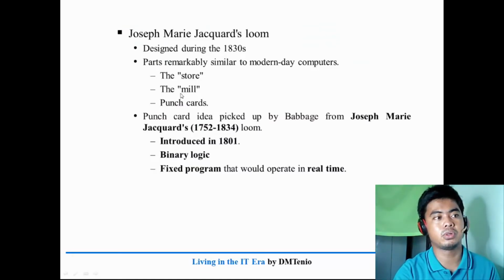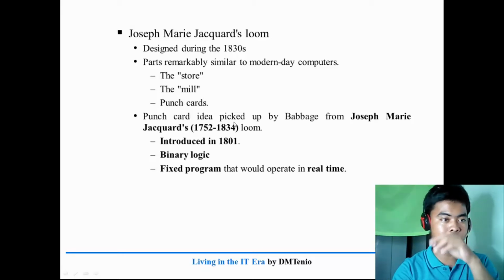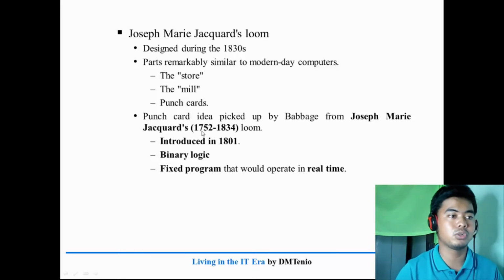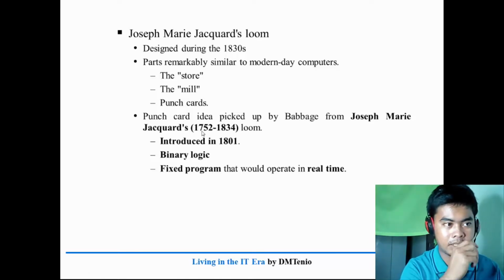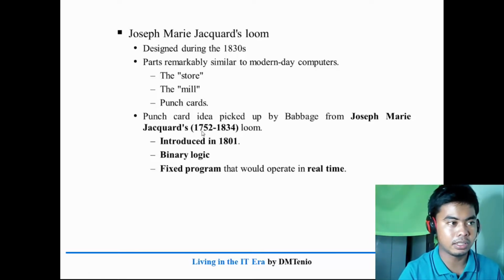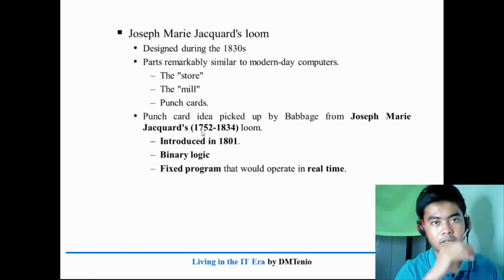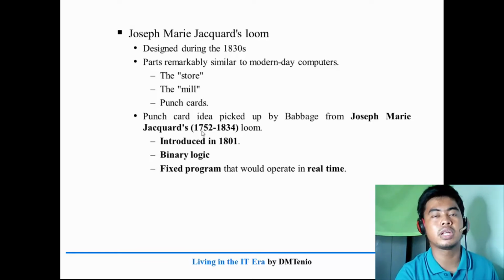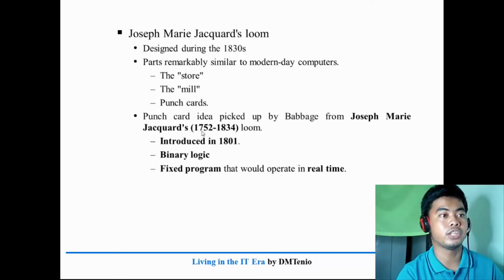So then yung store, yung mill, ito yung sa part na punch card. So punch card idea picked up by Babbage from Joseph Marie Jacquard. Yun yung naging parang kinuha na ng idea ni Charles Babbage sa paggawa niya yung kanyang programmable na computer na si analytical engine.